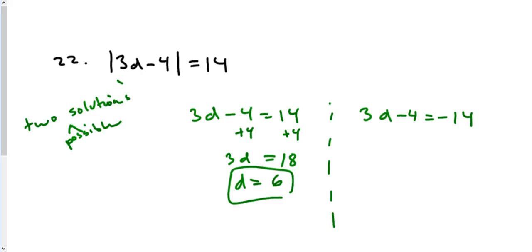Do the same thing over here. We have 3D. We're going to add 4 to both sides. So we have 3D equals negative 10. And then D is going to equal negative 10 thirds. All right. Negative 10 thirds.